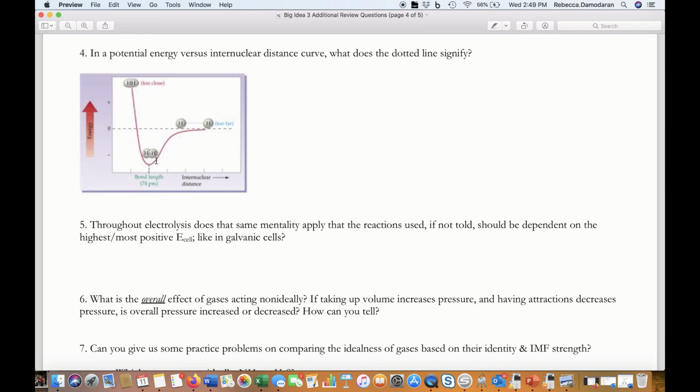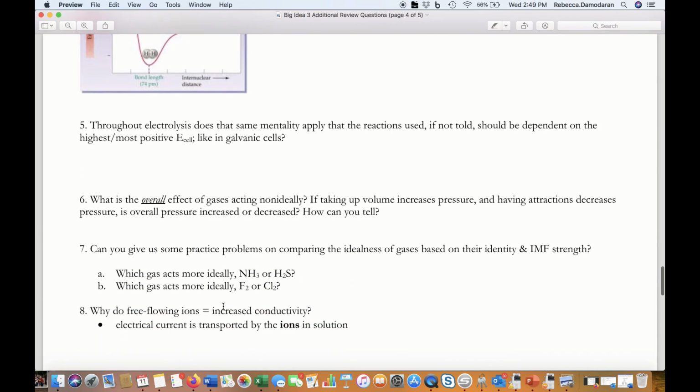If they keep getting further and further apart, you're going to get to the point where you have potential energy of 0. They're too far away from each other. There's no attractive or repulsive forces. So I'm not sure which dotted line you were referring to, but there you go.